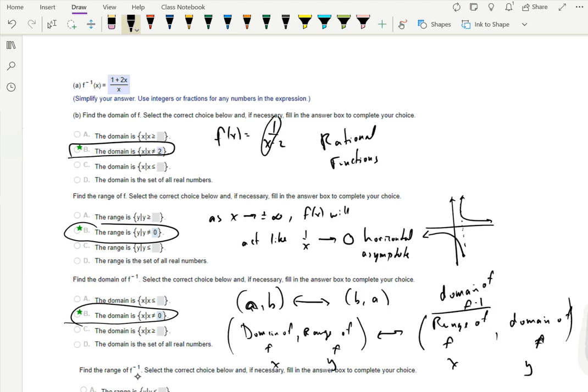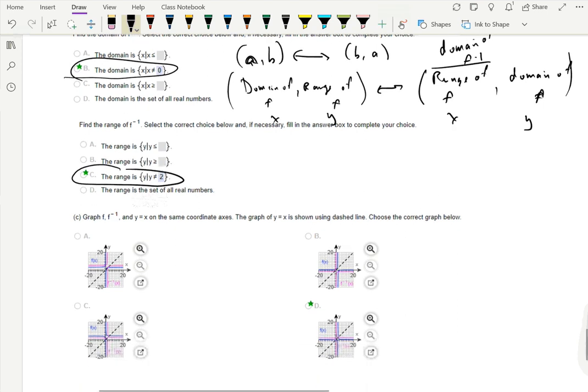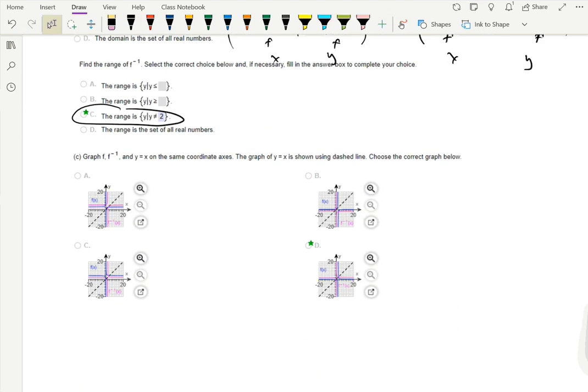Same thing with the range of f inverse. The range of f inverse corresponds to the domain of f. So the domain of f, I was not allowed to use 2. That means in my range of f inverse, I'm also not allowed to use 2. What we do, though, is we just flip-flop the x's and the y's. And then the last thing, we go ahead and graph both of those. We already did that on Desmos, and we can see where they match up, and that would be letter D.